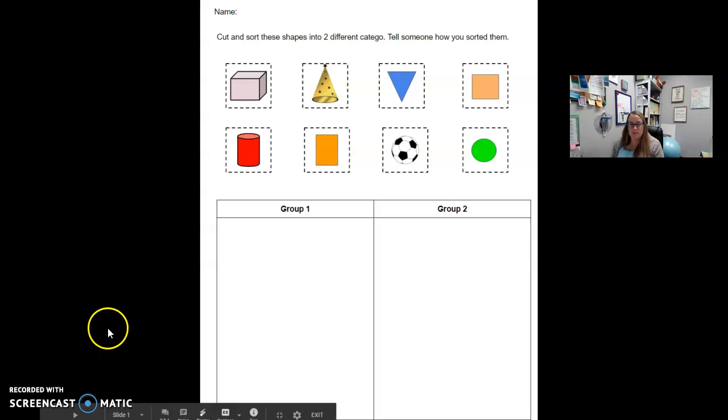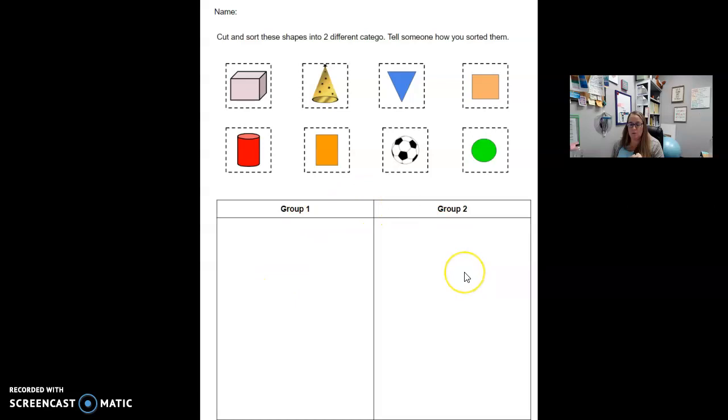Here's what you're going to do today. Just like we did in the video, we're going to sort all 8 objects into 2 different groups. So if you have the paper in front of you, you're going to cut them out and you're going to sort them either into group 1 or to group 2, and then you're going to glue them down. Then I want you to actually tell someone how you actually sorted them. Okay, so you're going to cut them out and then you're going to sort them and glue them down.